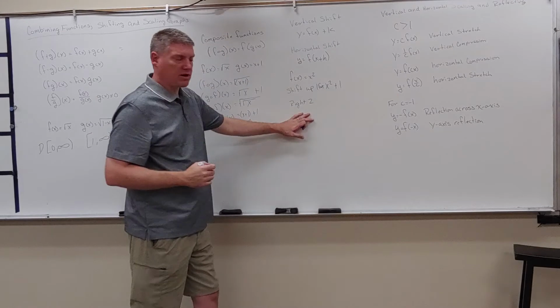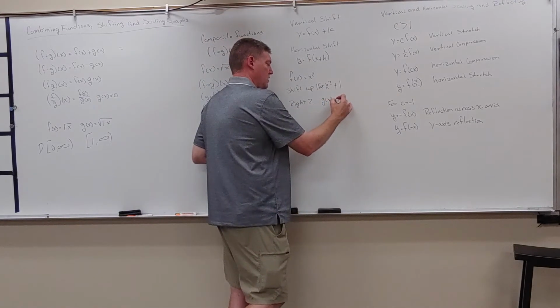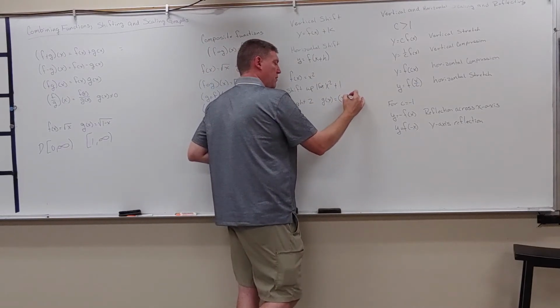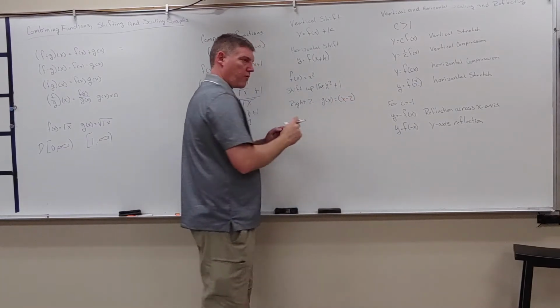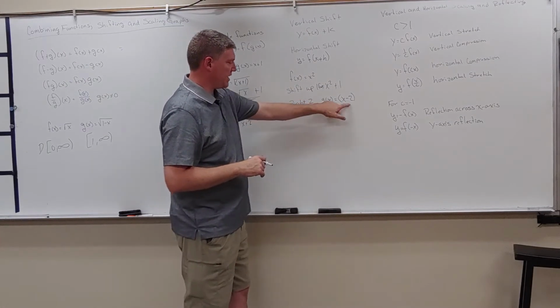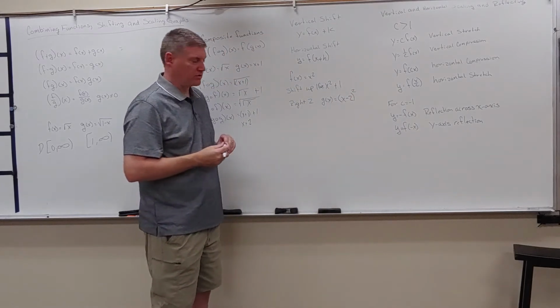Okay? If I want to go up 2, we're going to make this g of x. What I'm going to do is take that 2 and plug it in here. So x minus 2, because remember, I want to go right. So it's the opposite sign. Inside is what makes it 0. So that's going to be right 2.